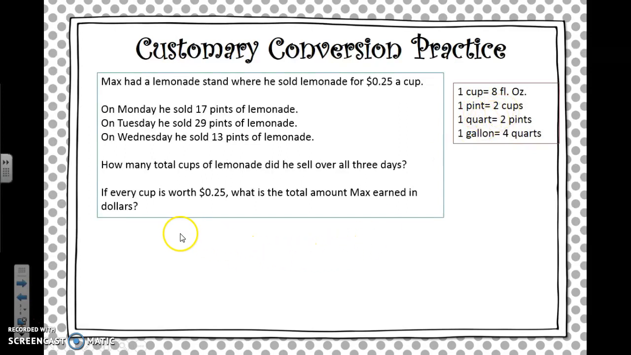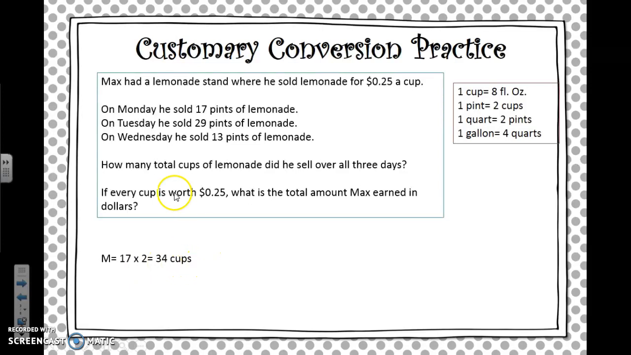So to start, I'm going to make an equation for Monday. Knowing that I have 17 pints here and each of these pints is equivalent to 2 cups, I'm going to go ahead and set up an equation. My equation for Monday, and I use the variable m to represent Monday, is m equals 17 times 2, and I know when I multiply 17 times 2, I get 34 cups.